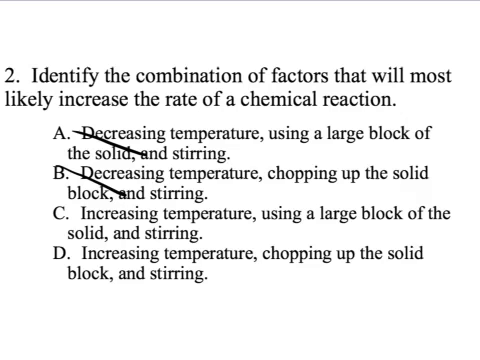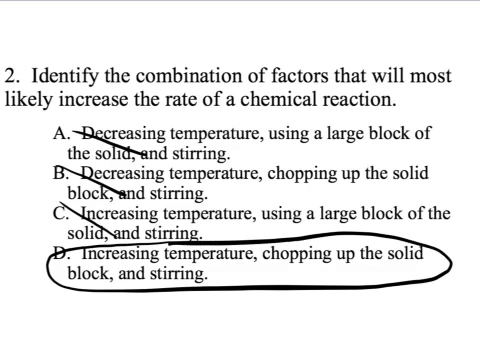Wait a minute, didn't we just say that if you chop it up, it's better? So C is wrong. D, increasing the temperature, chopping up the solid block and stirring. There you go. All those things are going to increase the rate, increase how fast a chemical reaction happens.